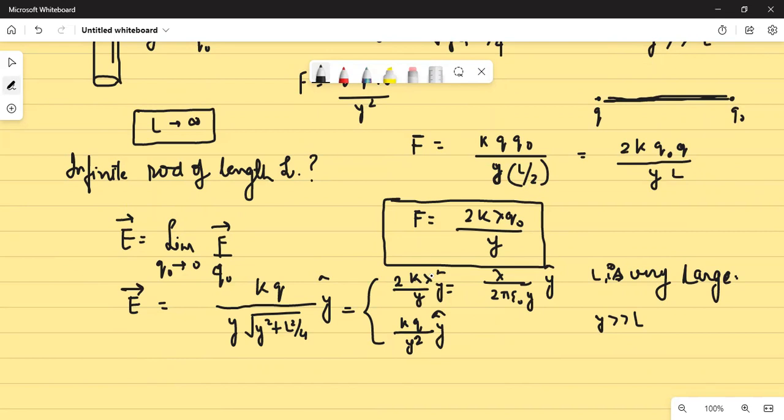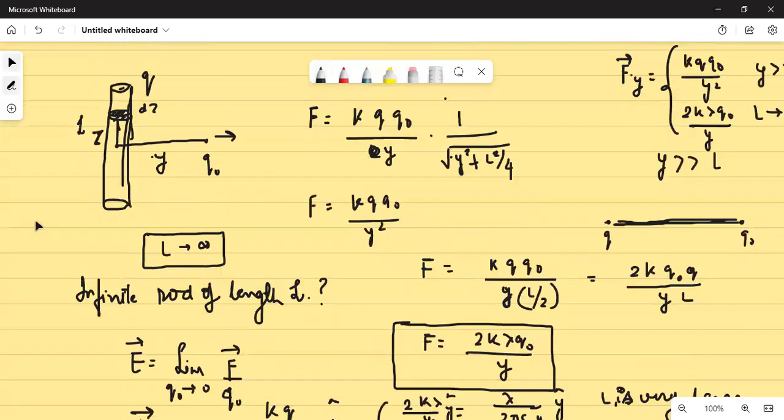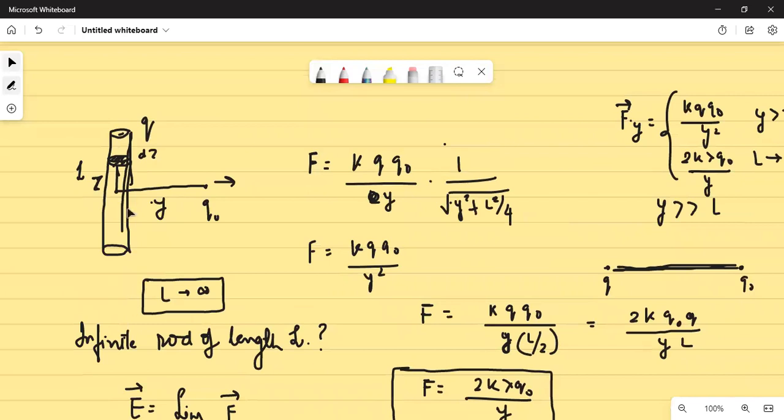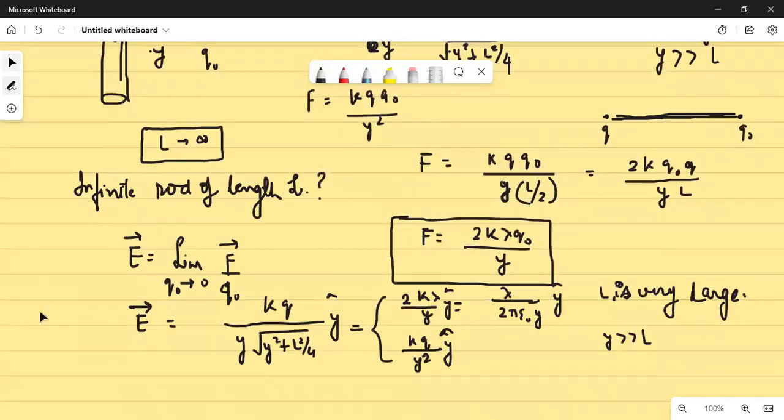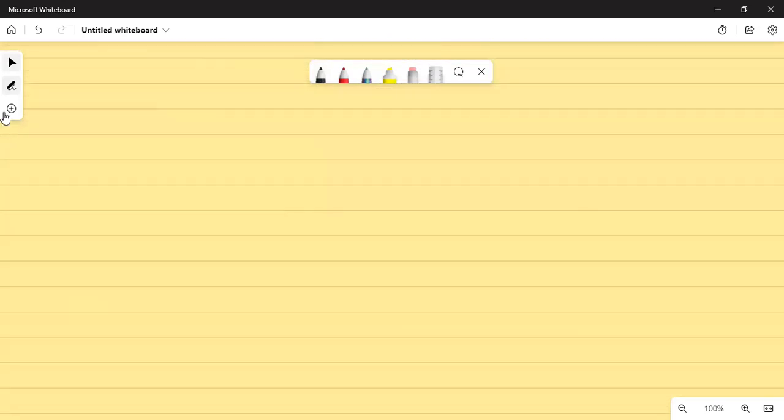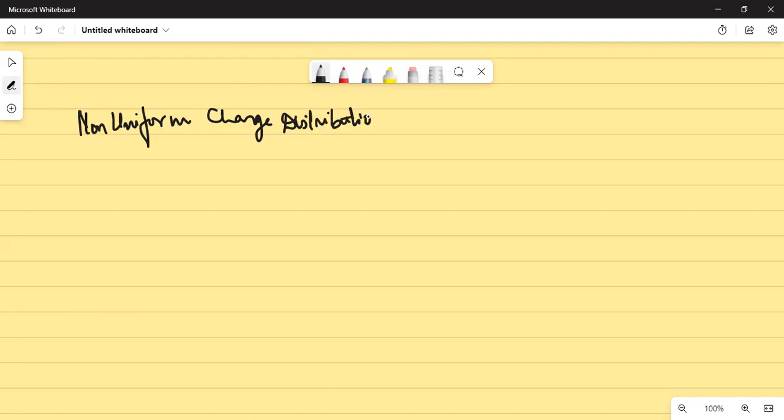Okay. Now this was a case where you had a uniform distribution of charge, means your charge q was uniformly distributed. Now I will rather place a problem in front of you, a little bit easier one. So I'll take a plane here. So I will take a non-uniform charge distribution case. Okay, so non-uniform charge distribution.